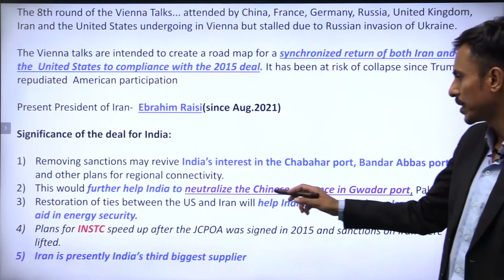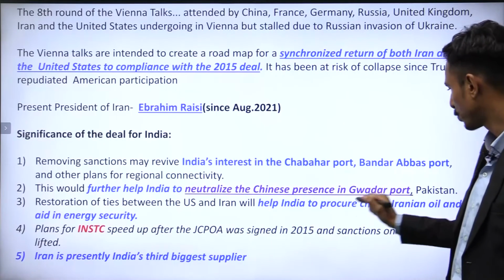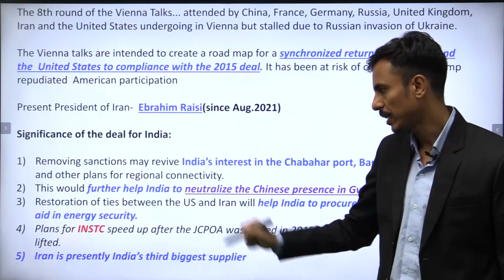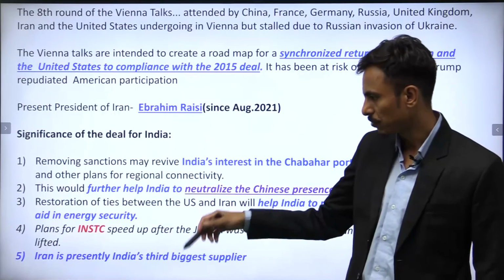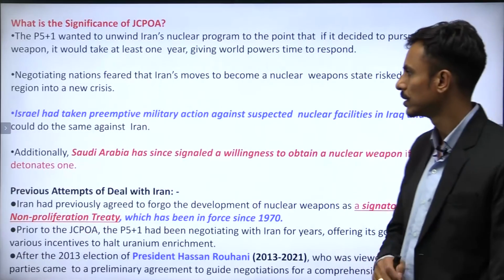So it would further help India to neutralize the Chinese presence, right? And very important, it would help India to procure cheap Iranian oil and thus aid in energy security. And also INSTC would speed up, and Iran is presently India's third biggest supplier, right?